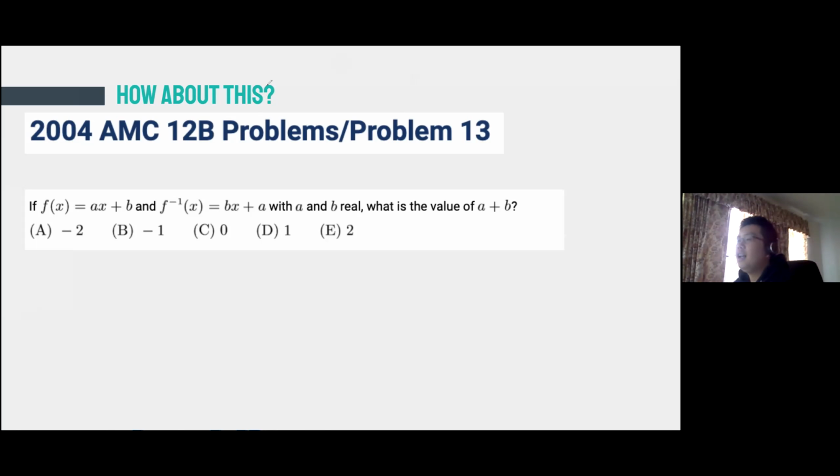Oh no. If f(x) equals ax plus b and f inverse of x equals bx plus a, and a and b are real, what is the value of a plus b? I don't even think I've done this one. I'm just going to see how this works.